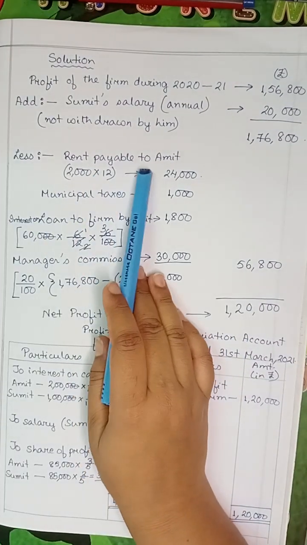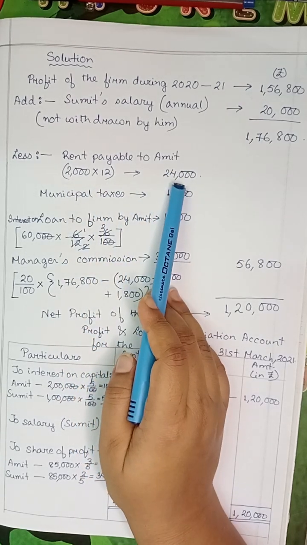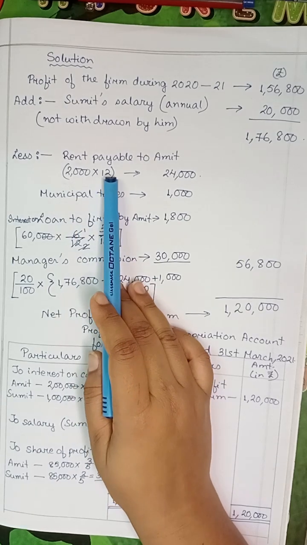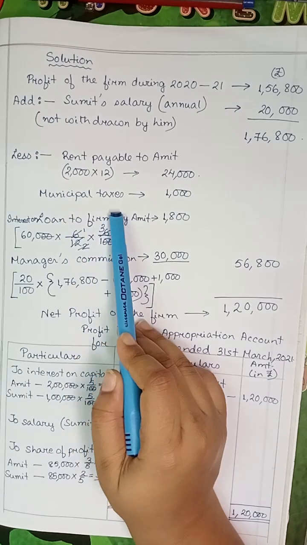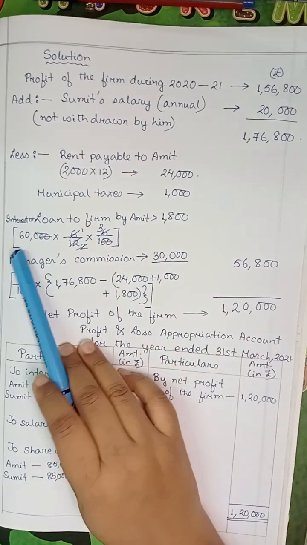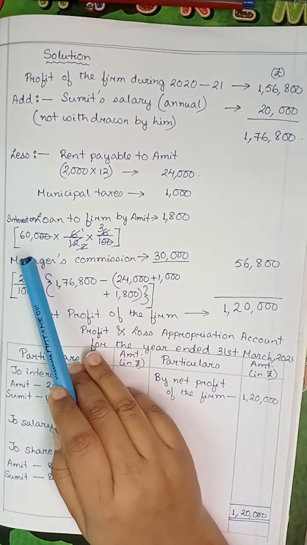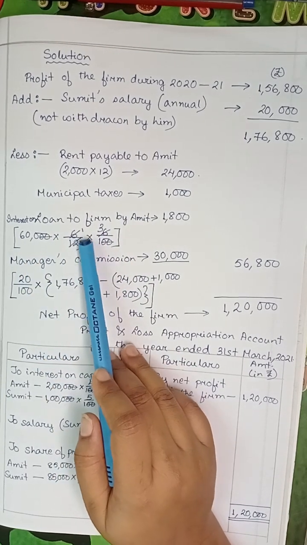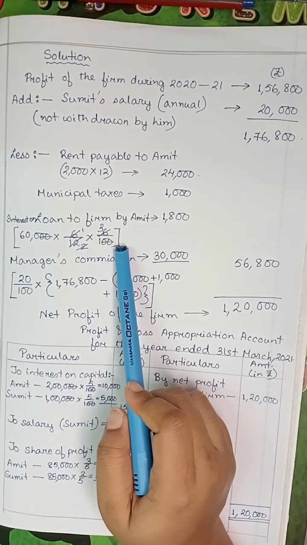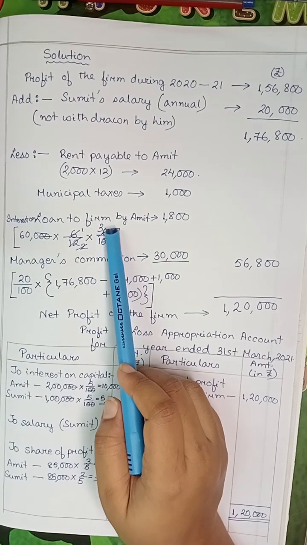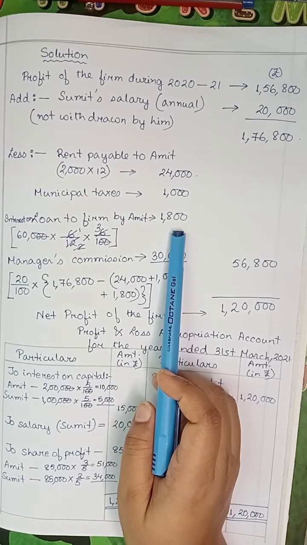What is the rent payable to Amit? It is 2,000 into 12, that is 24,000. 2,000 per month multiplied by 12 for the whole year, the rent is 24,000. Municipal tax is 1,000 for the whole year. Interest on loan given to the firm by Amit is on 60,000 for 6 months, so 6 by 12. Since the rate of interest is not mentioned in the question, it is taken as 6%, that is 6 by 100. When you cancel it out, you will get 1,800.